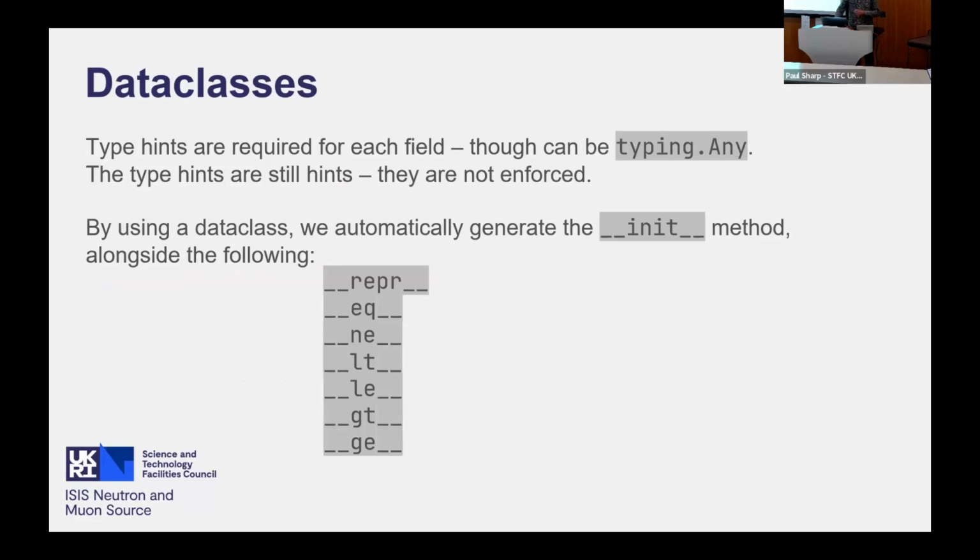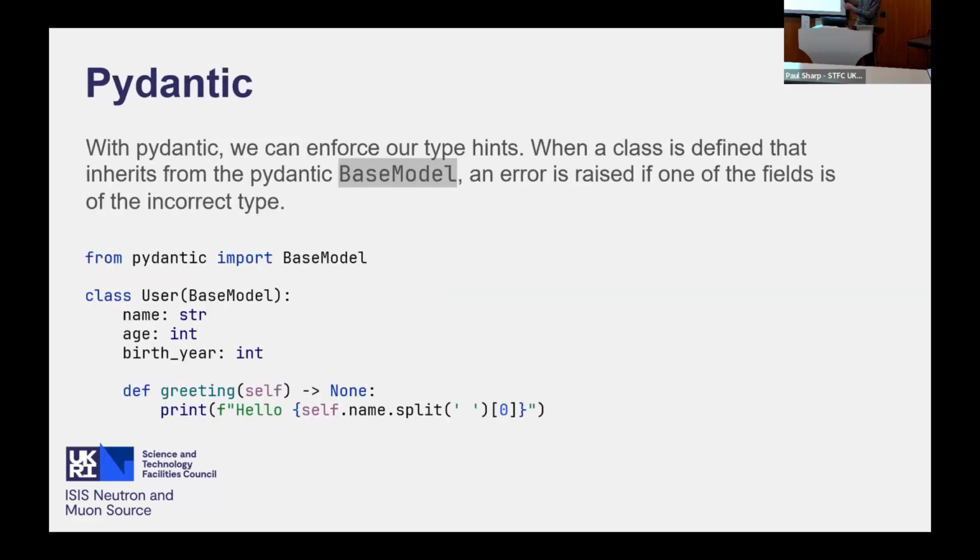So I keep saying that the type hints aren't enforced. So now enter Pydantic. Now we can enforce those type hints. So you write a class that inherits from the Pydantic BaseModel. What will happen is if you put something in that's the wrong type, you'll raise an error. And you'll see here, this looks very, very similar to the data class. I've inherited the Pydantic BaseModel, no decorator, and I'm subclassing the BaseModel instead, but everything after that is exactly the same.